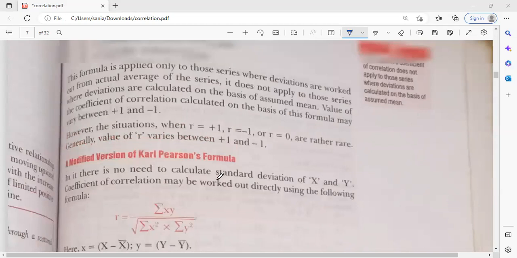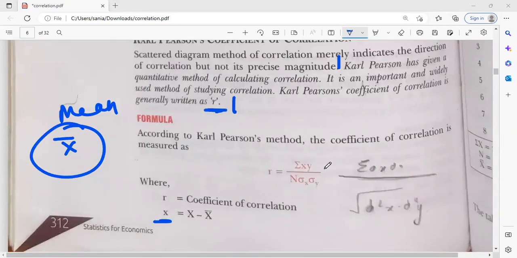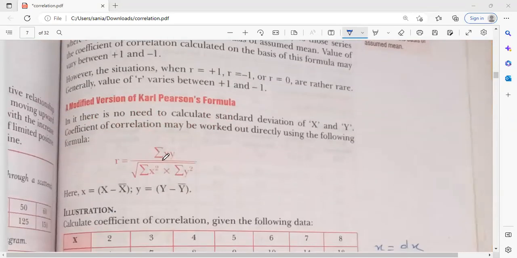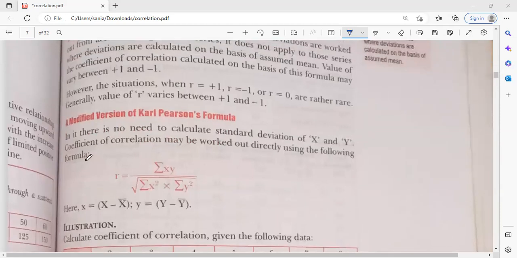Instead of using the earlier one, because that is really a hectic one, where first you have to calculate the step deviation, they have just modified this to make things simpler. So now you don't have to calculate any deviation and all that, right? Write the modified version of Karl Pearson, write this formula, and then we will solve the question. Clear? Yes.